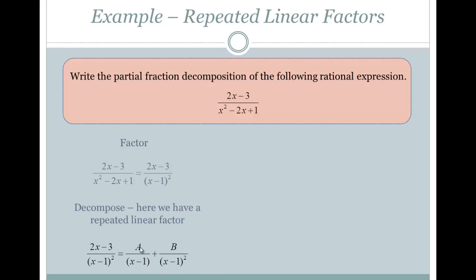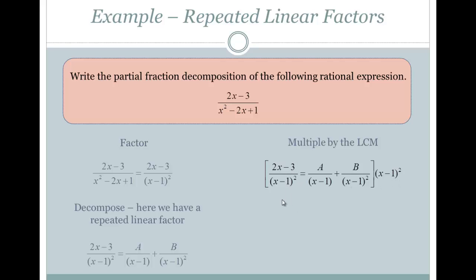In other words, I'm going to put a over x minus 1, there's the power of 1, plus b over x minus 1 squared. Whenever I have a repeated linear factor, I need to use it twice, once with the power of 1, once with the power of 2, that one factor. Once I get to this step, it's the exact same as what I've done before. I'm going to multiply by the least common denominator, which is x minus 1 squared.